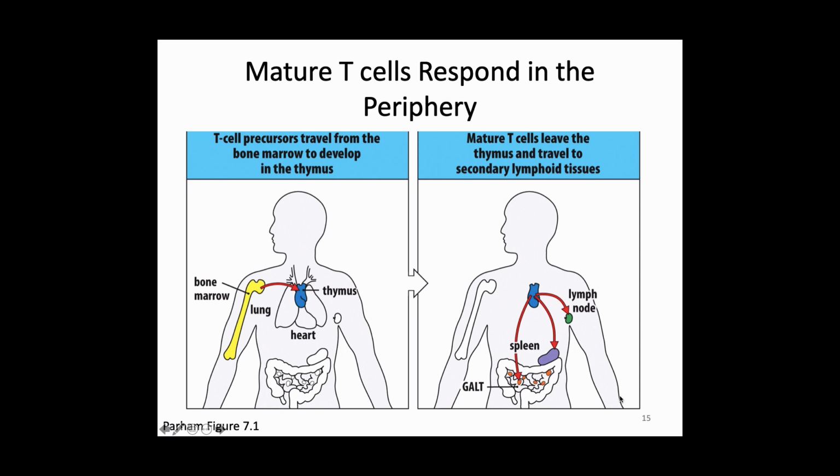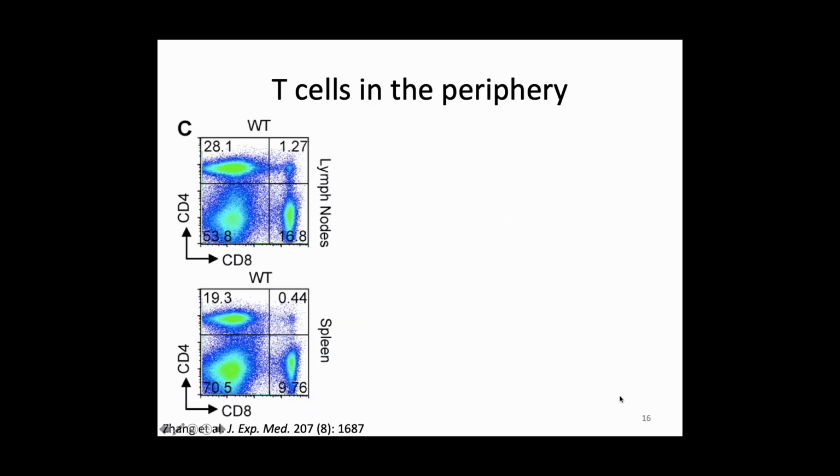And so at this point, our cells are going to be able to leave the thymus and move to secondary lymphoid organs where they can make a response in the periphery. These are some figures of what we might see if we wanted to look at T cells in the periphery. You will notice this looks different than when we look at T cells in the thymus. We don't see that characteristic little thymus bird.